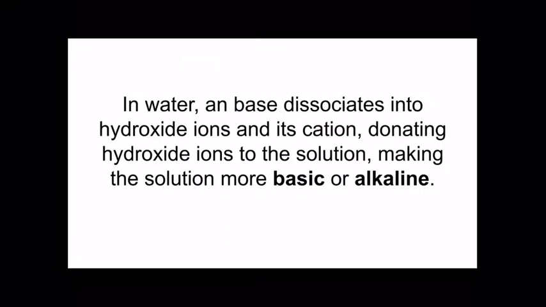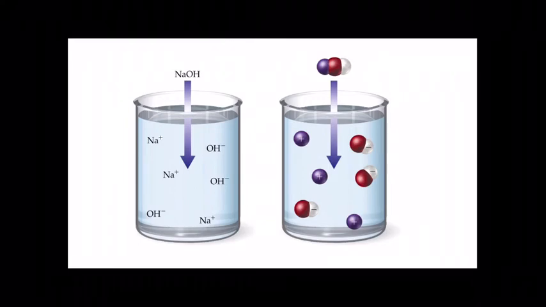So if we look at this other aspect of the definition, in water, a base dissociates into hydroxide ions and its cation, donating hydroxide ions to the solution, making the solution more basic or more alkaline. We could say it either way. So here we're seeing sodium hydroxide going into the beaker of water, and what it's doing is separating apart. So now we have separate sodium ions and separate hydroxide ions floating around in this solution. And so on the right, we're seeing the same thing, but again, it's just being depicted differently.